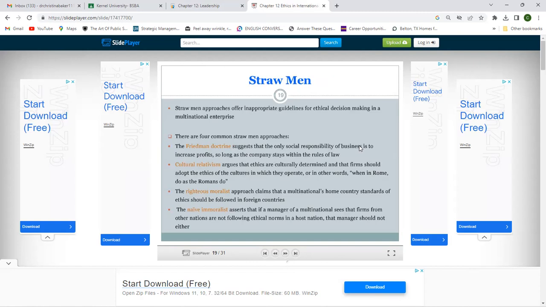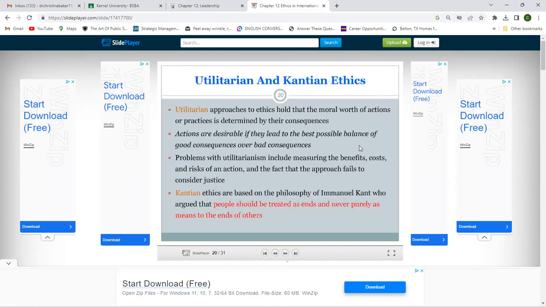The righteous moralist approach claims a multinational's home country standard of ethics should be followed in foreign countries. The naive immoralist asserts that if the manager of a multinational sees that firms from other nations are not following ethical norms in the host nation, then the manager should not either.